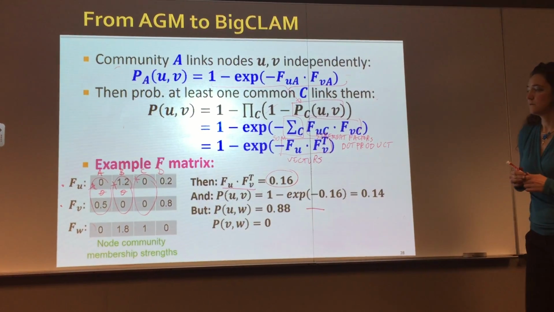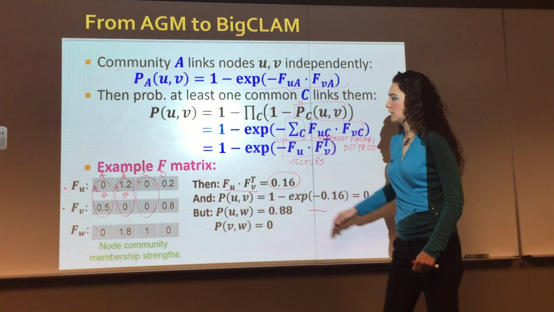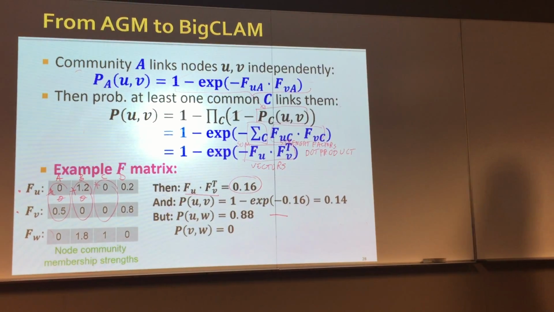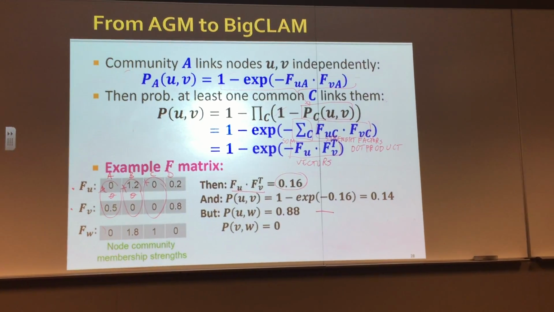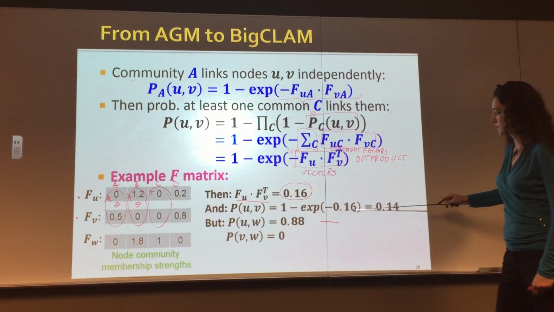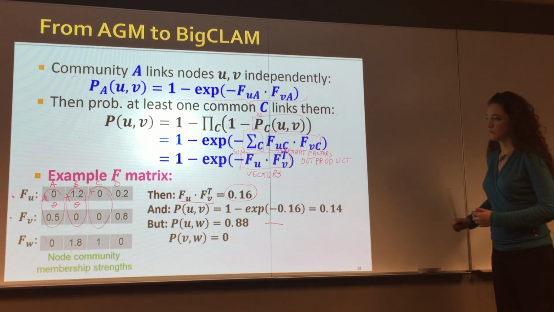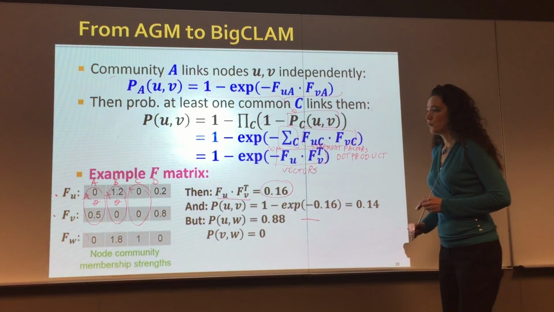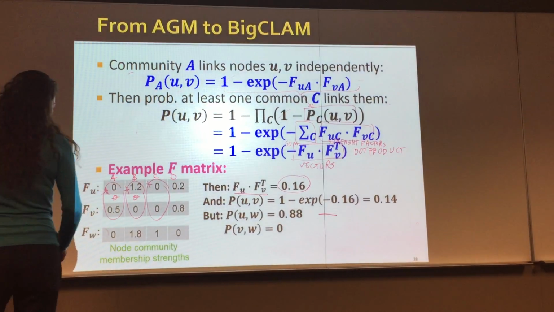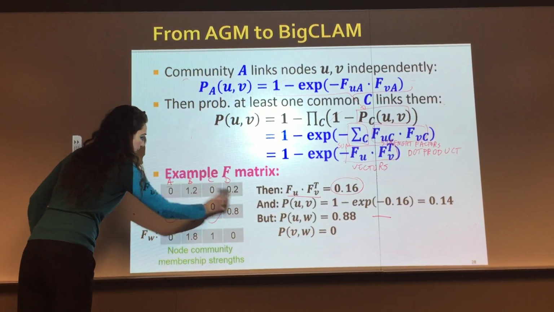So this is the probability that those two will become friends, based on all of the communities they are part of. Now, we're gonna take one minus exponent of that, and this is the number that we will receive. Now, if we compute for U and W, you're gonna see a different situation.